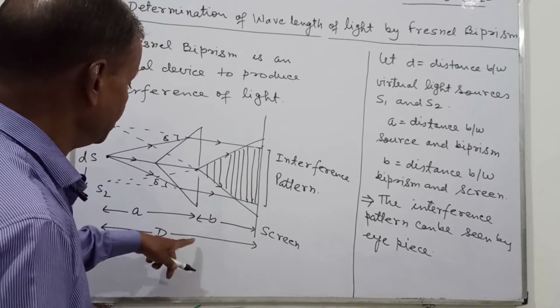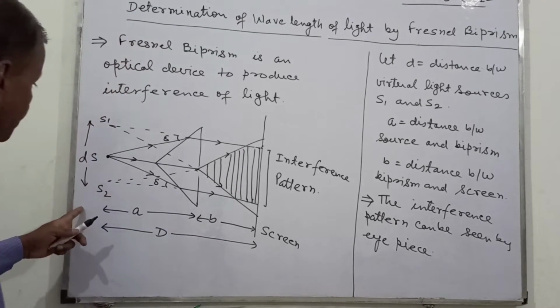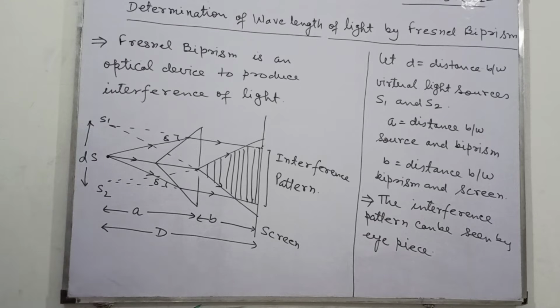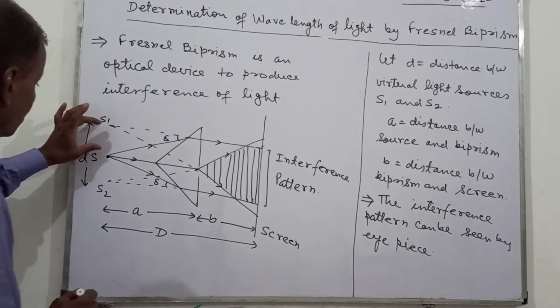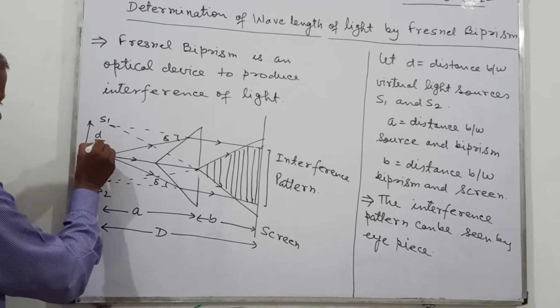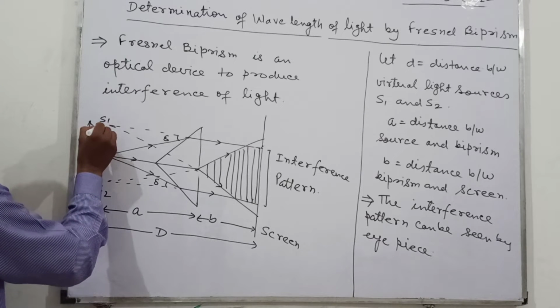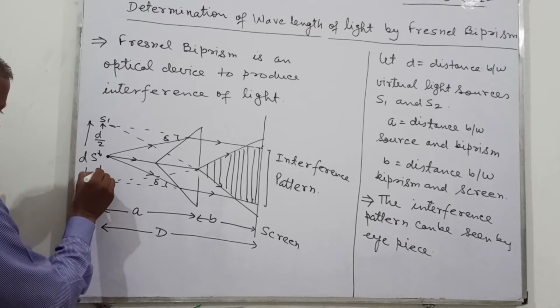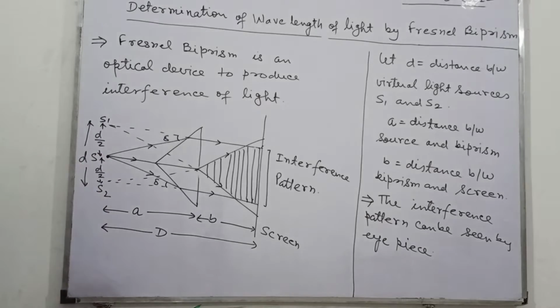This is the screen. This is now distance a and b. This is now distance D. So this distance is d by 2, this much distance is d by 2. Similarly here, this is also d by 2.